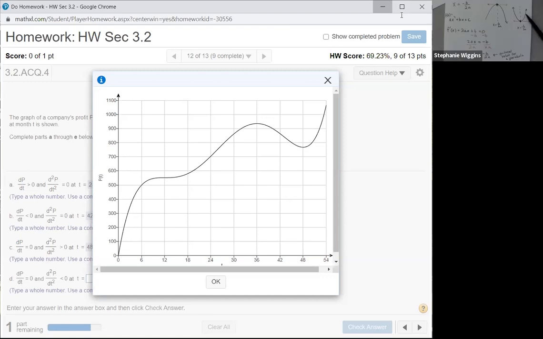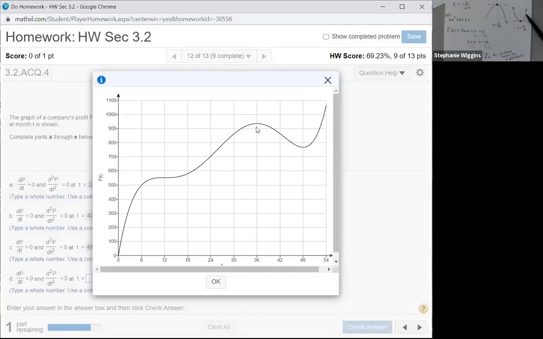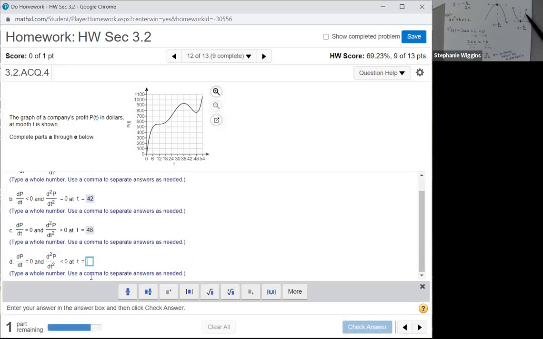Okay, going back to this now. We only have 3 more minutes left. The last part: the first derivative is 0, that means you've got a horizontal tangent, and the second derivative is negative, that means it's concave down. So if you look here, we have a horizontal tangent and it's concave down. You go to the x-axis, that's 36. Does that make sense?